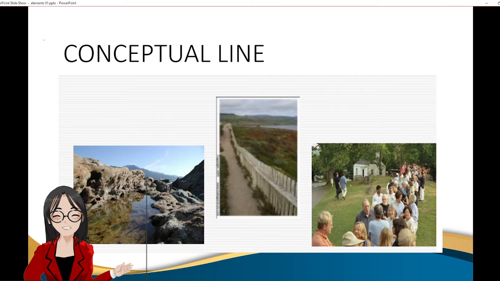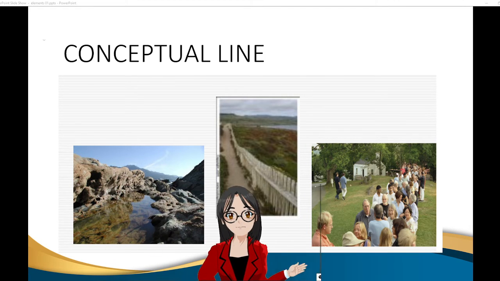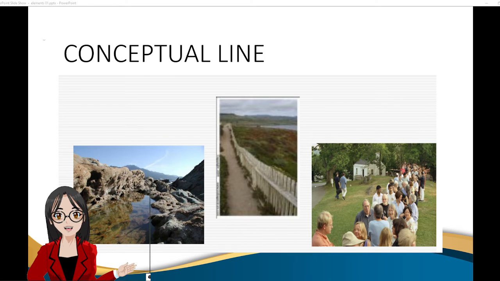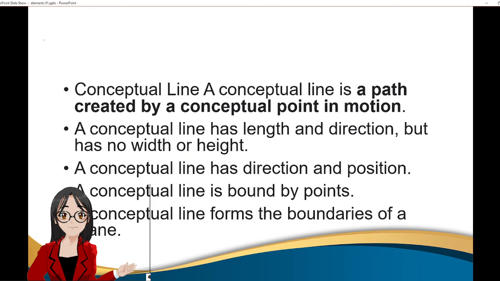So, balikan natin, di ba? So, first na illustration natin dito, di ba? So, makikita na natin, meron tayong linya na susundan. And then, dito rin naman sa second. And then, we have yung sa third. Okay? So, makikita natin na may linya tayo na sinusundan. A conceptual line has length and directions but has no width or height. Okay, a conceptual line has a direction and position. A conceptual line is bound by points. And then take note that a conceptual line forms the boundaries of a plane.